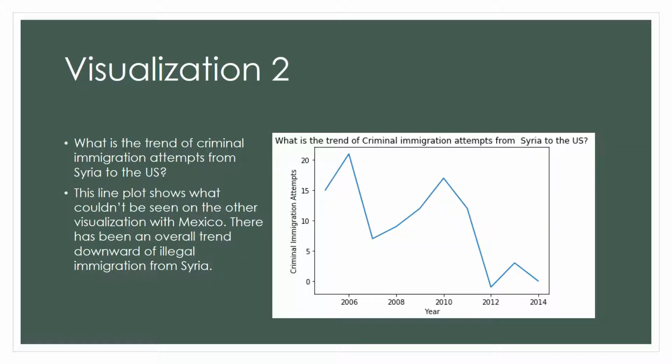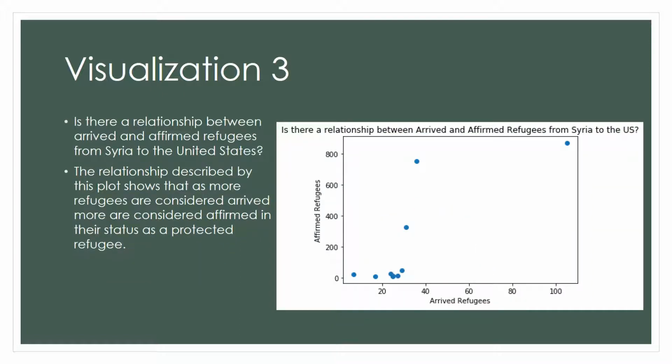Visualization 2. What is the trend of criminal immigration attempts from Syria to the U.S.? This line plot shows what couldn't be seen on the other visualization with Mexico. There has been an overall downward trend of illegal immigration from Syria. In contrast to the graph relating to Mexico, there are far fewer cases of illegal immigration from Syria, and they have overall been decreasing over the course of this scale, although there was a large peak in 2010.